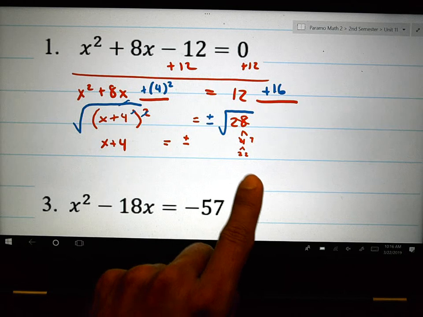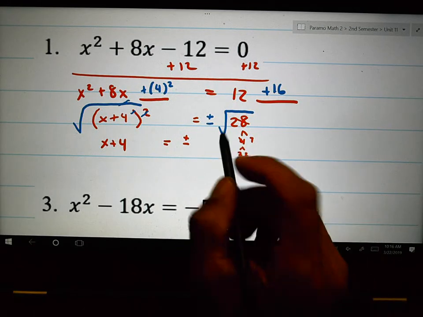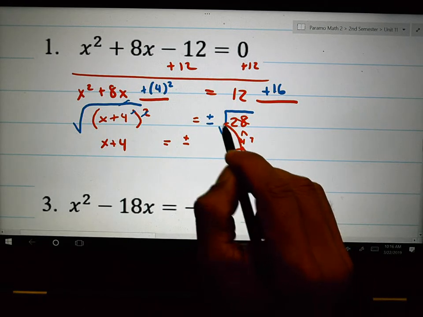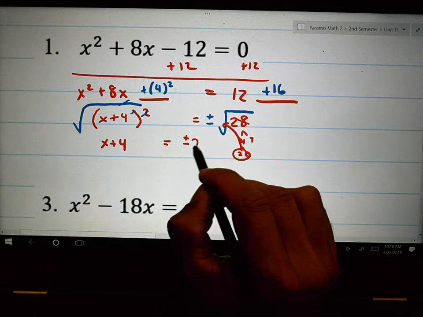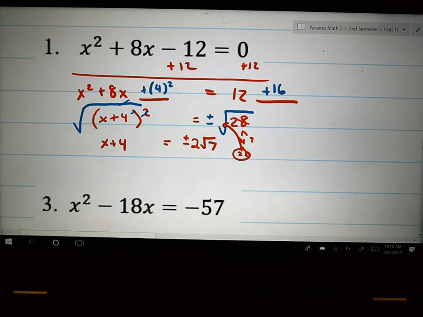Or you do it by hand. How do I do it by hand? You look for two factors that are the same and it breaks out. The plus or minus sign is 2 root 7.